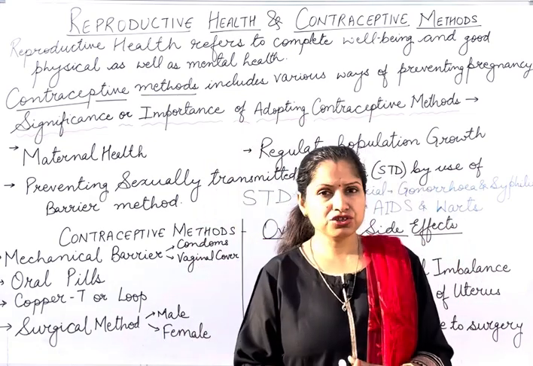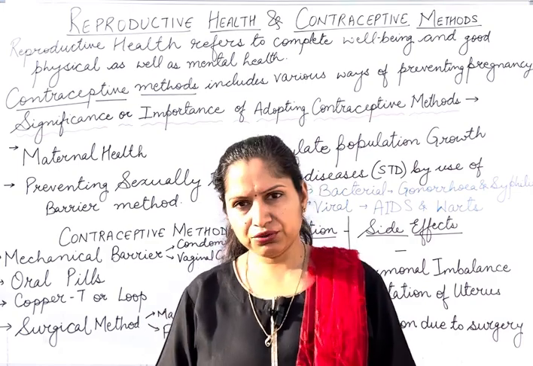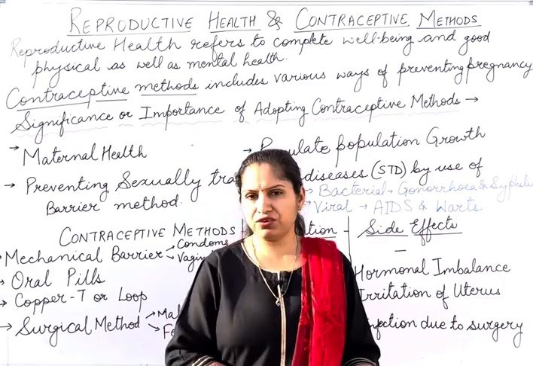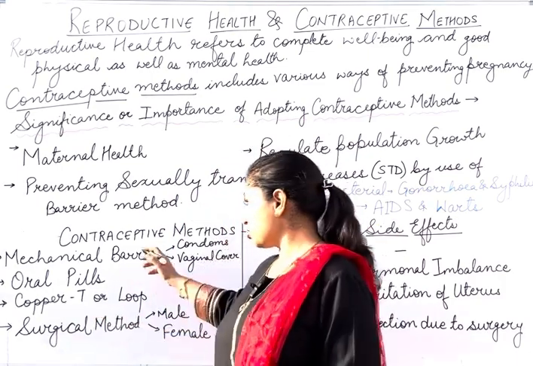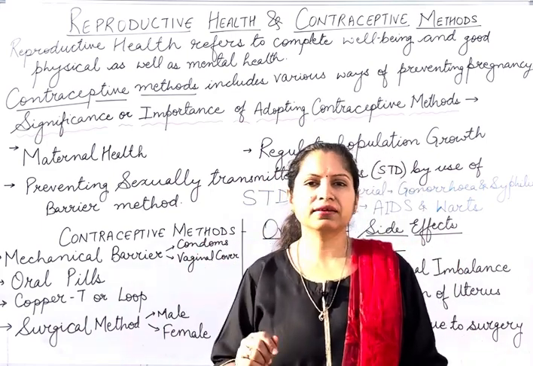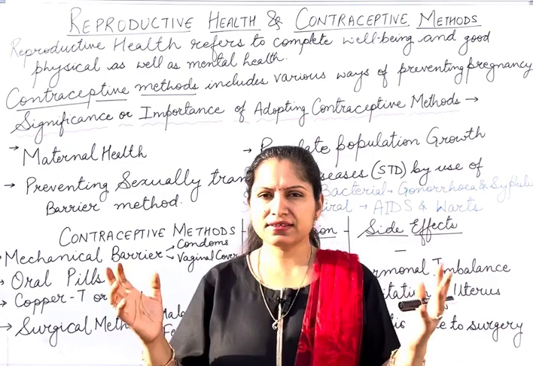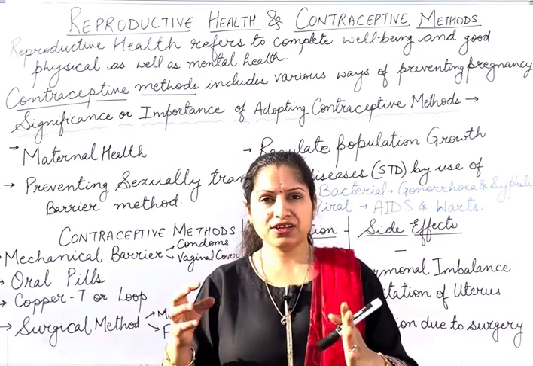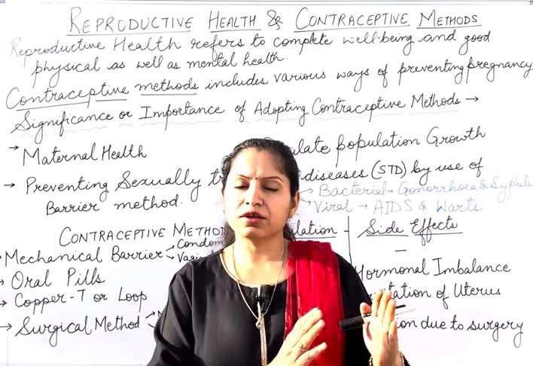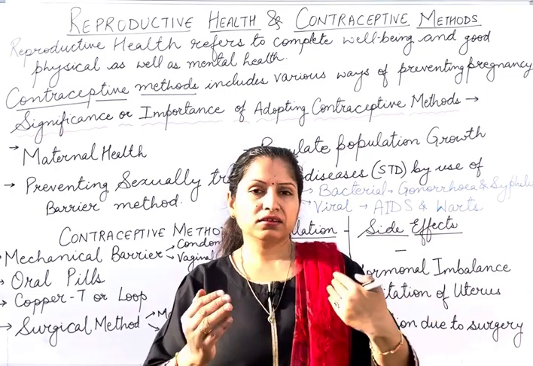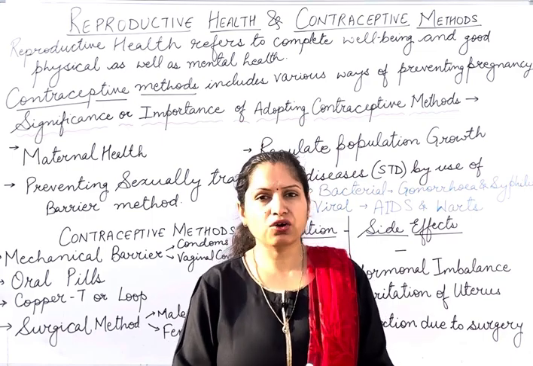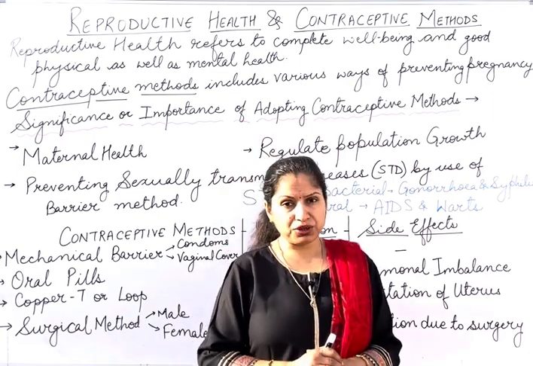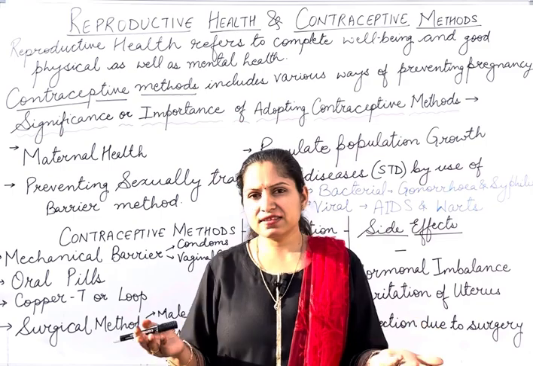For every contraceptive measure, we are going to discuss whether ovulation will be there and what are the probable side effects of that particular method. So the first contraceptive method is the mechanical barrier method. The mechanical barrier method prevents direct contact between the male and female reproductive organs, and so it prevents the entry of sperms into the female reproductive tract. If the sperms are not going to enter into the reproductive tract, then definitely pregnancy will not be there.